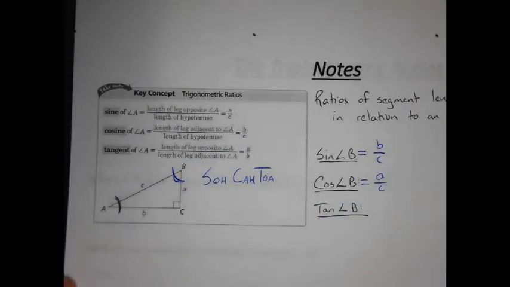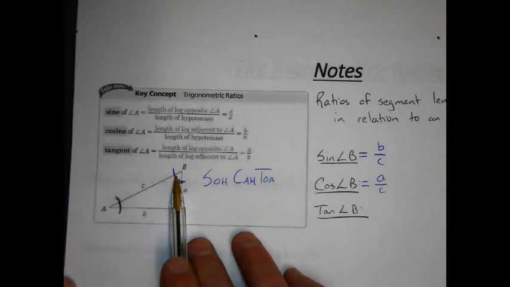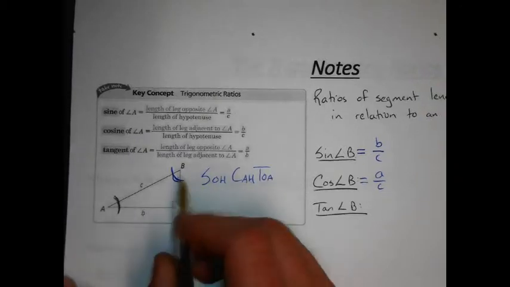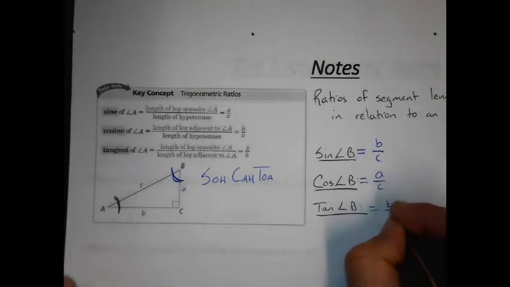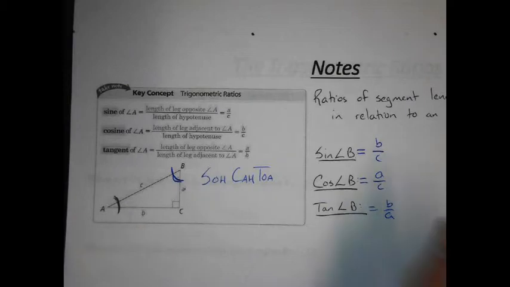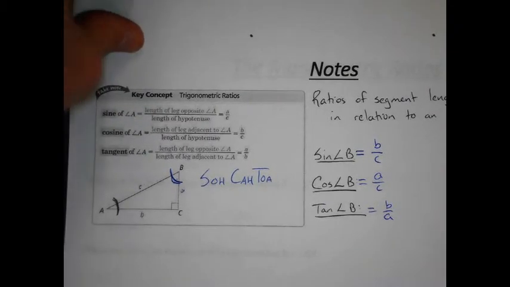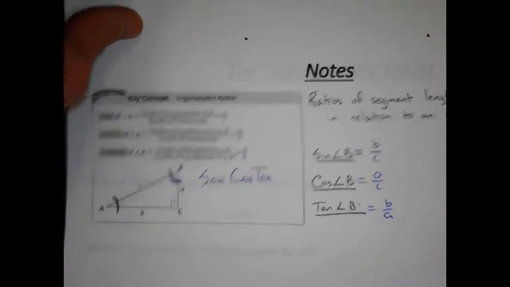And then the tangent of angle B. And again, we're changing our perspective. We're looking at angle B. The tangent is, of course, the opposite over the adjacent. Opposite over adjacent, B over A. And that is the major aspect of what we need to learn about now when it comes to geometry with trigonometry. Okay? So let's do some examples.